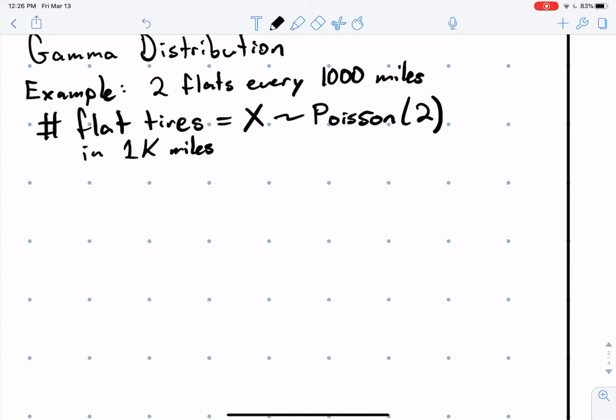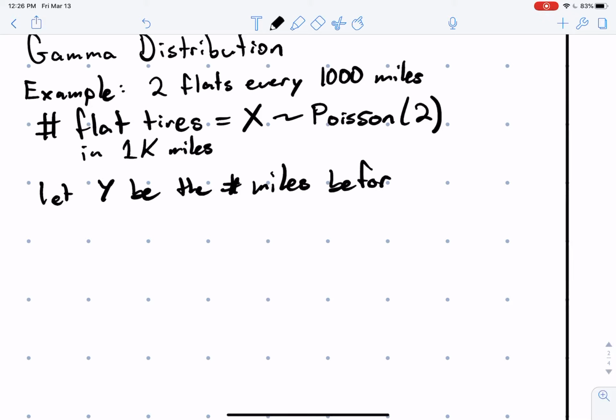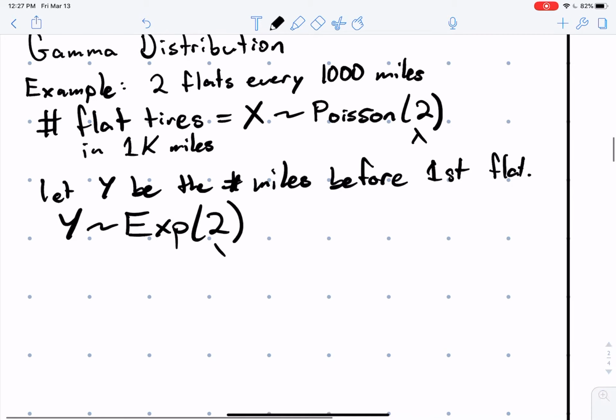Then if we let y be the number of miles before the first flat, then y is distributed as exponential 2. Same lambda here. So this was lambda, and this is again lambda, so you can just replace them right over.